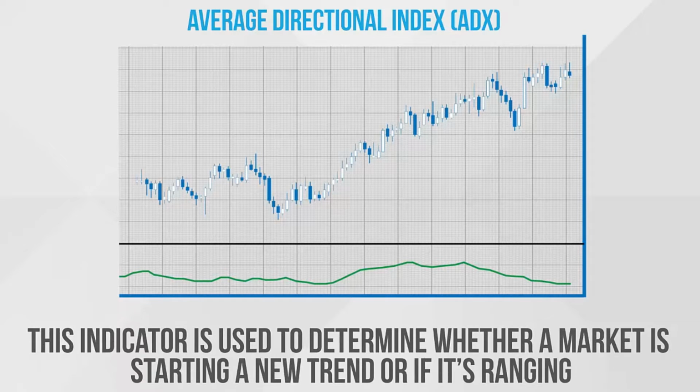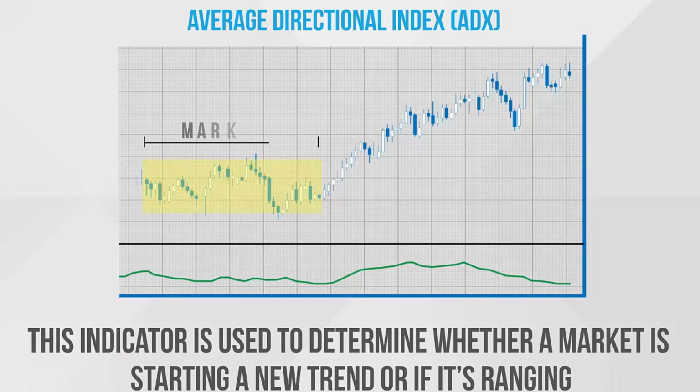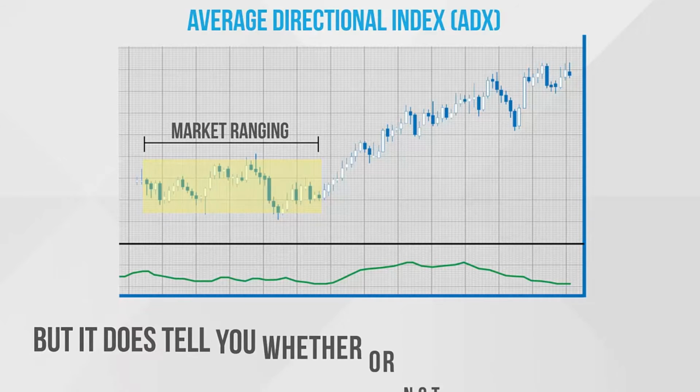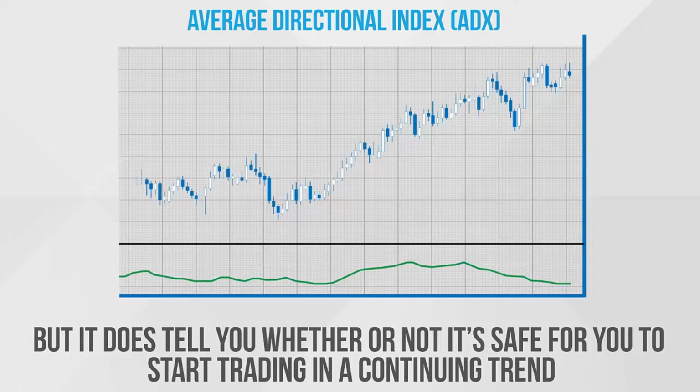This indicator is used to determine whether a market is starting a new trend or if it's ranging. It's not going to tell you whether you should buy or sell, but it does tell you whether or not it's safe for you to start trading in a continuing trend.